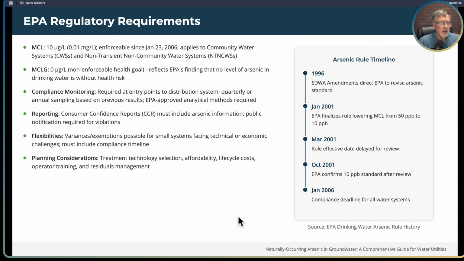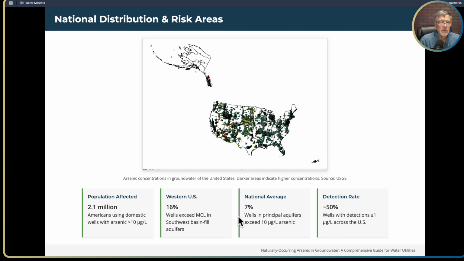So, planning considerations: treatment technology selection, affordability, life cycle costs, operator training, and residuals management. And we'll talk a little bit more about residuals management. I already mentioned that when you're removing arsenic from your groundwater source, that is then going to create a potentially toxic or hazardous waste that you're going to have to deal with accordingly. All right, national distribution and risk areas.